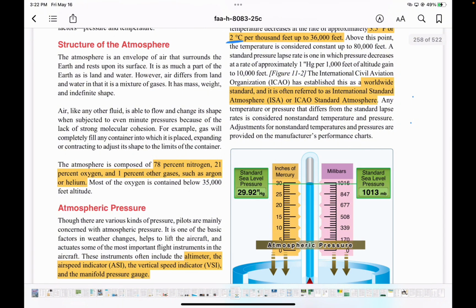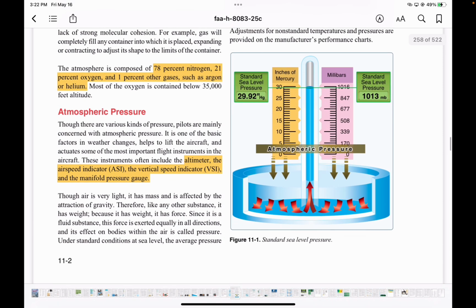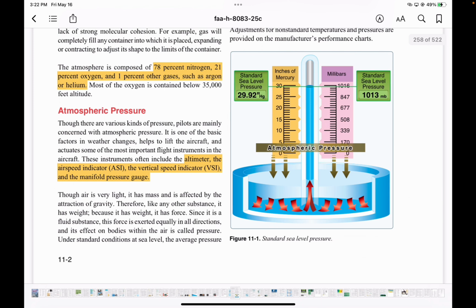So just a quick recap. The atmosphere is basically a blanket of air that envelopes the Earth, and it's just a mixture of gases. It's made out of 78% nitrogen, 21% oxygen, and 1% other gases, such as argon or helium. Next, atmospheric pressure. That's basically the pressure of the atmosphere.